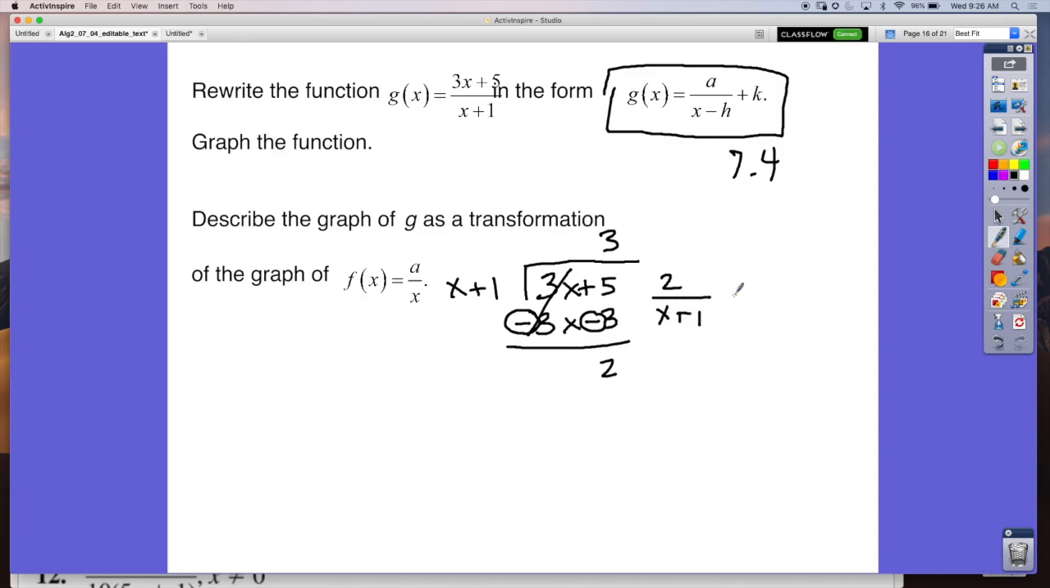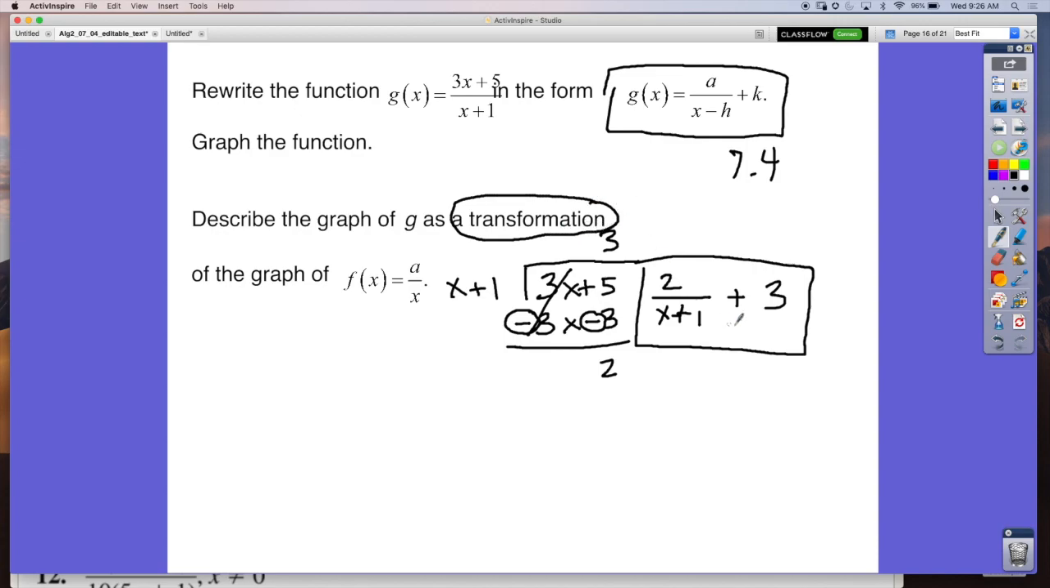And then this 3, we're going to put it here at the end, because that's the rewriting of it. Now the last part of this that we may or may not have talked about is to describe the transformation. So looking at this, what does this part say? Good. So it's going to be going up 3. Okay, look at this one. Remember, it's the opposite. So it's going to be going to the left 1.